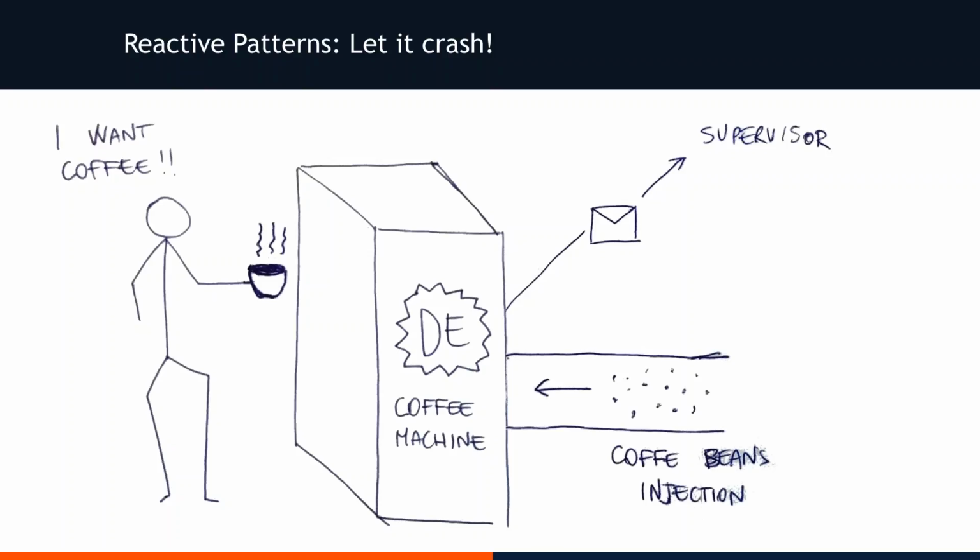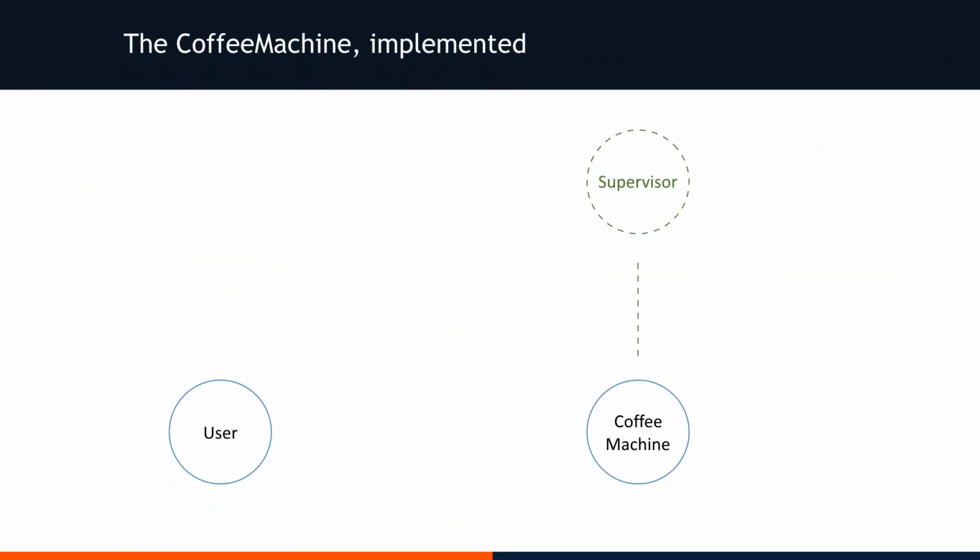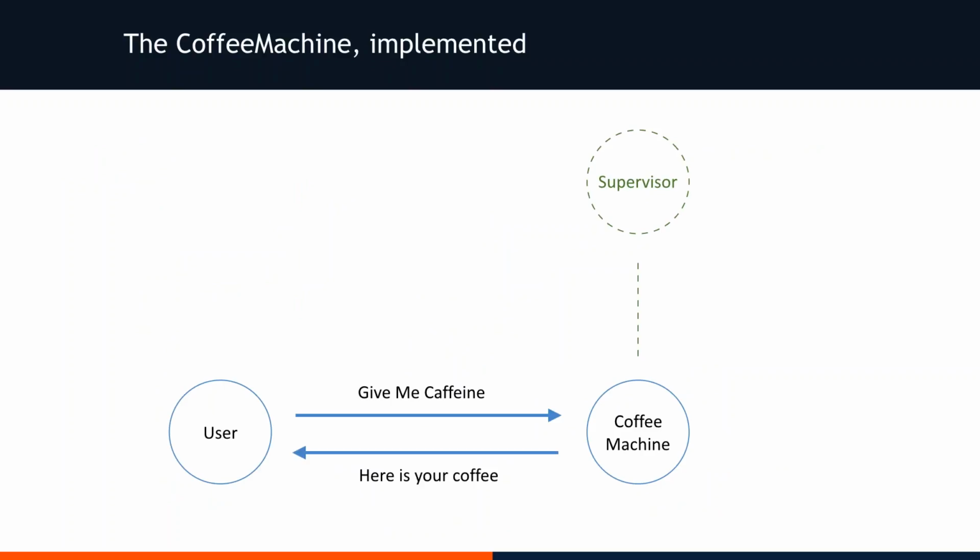Now, if we try and sketch this utopian situation into our modeling, we have simply something like this. We have a user, a coffee machine with a supervisor. The user can send a give me cafe message to the coffee machine, which in normal conditions will respond with a here is your coffee message.